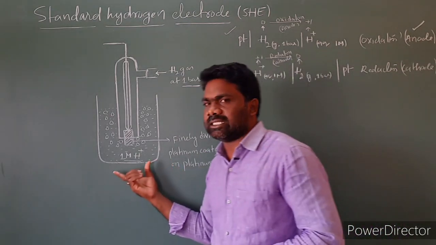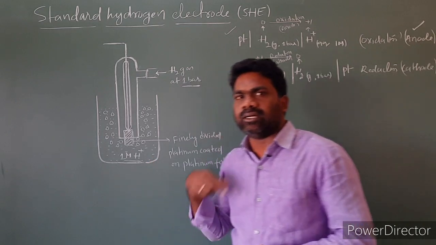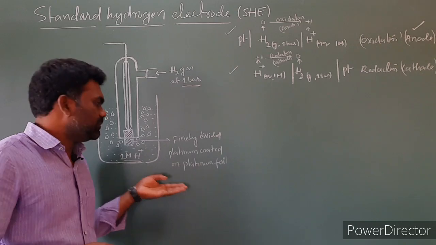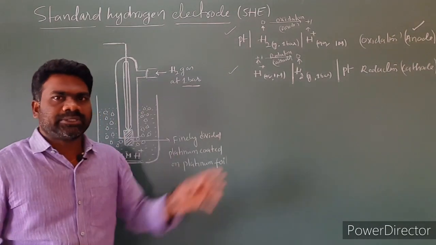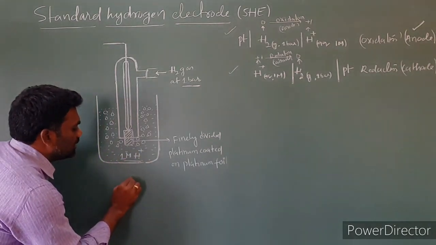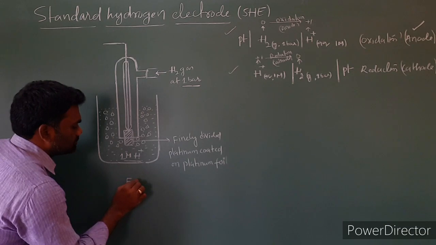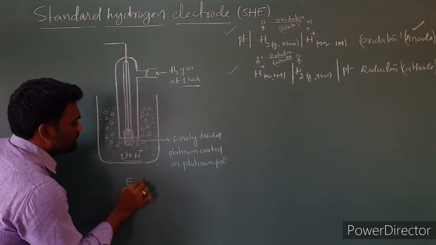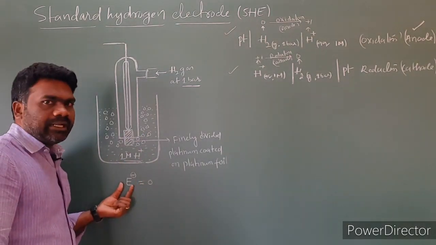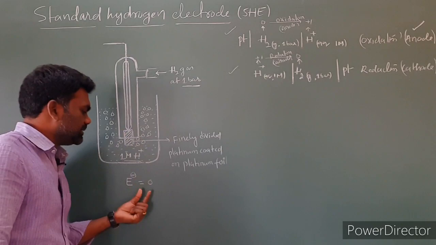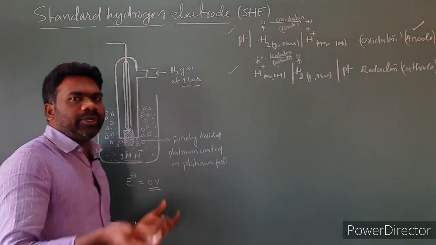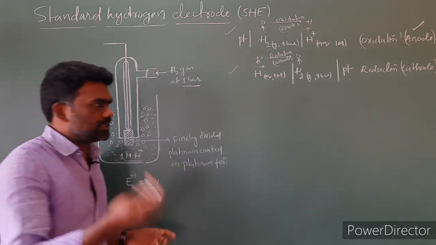This standard hydrogen electrode will be taken as one half cell, and the other electrode we have taken is another half cell. We have to construct a galvanic cell. By constructing the galvanic cell using the standard hydrogen electrode as well as the other half cell, we are able to find out the electrode potential of the other half cell. The standard electrode potential of the standard hydrogen electrode will be taken as 0 volts. So E is equal to 0. We will discuss this further in class.